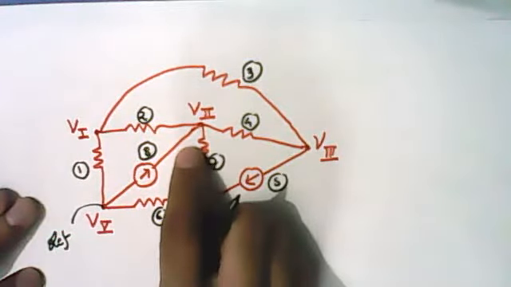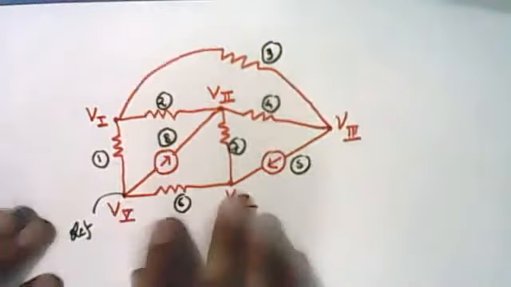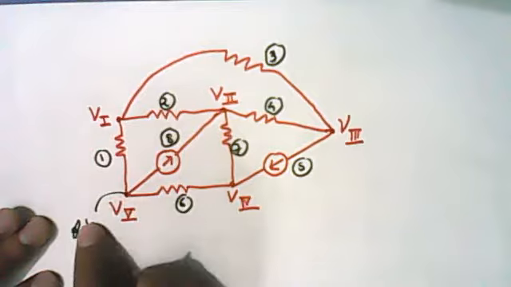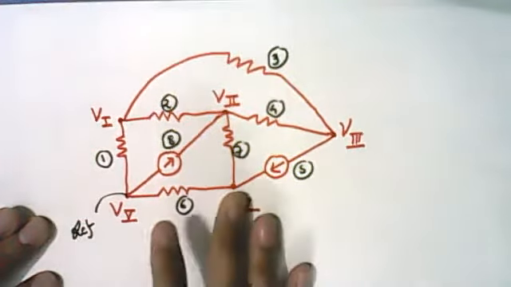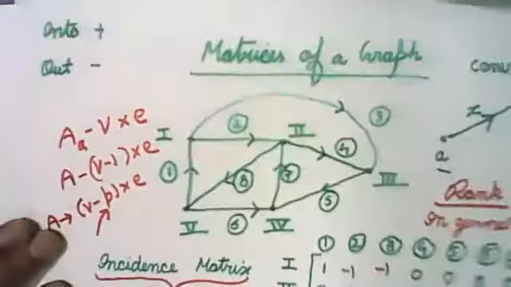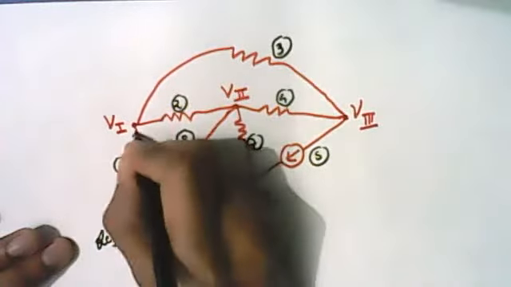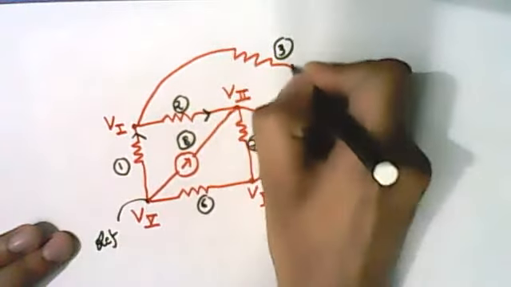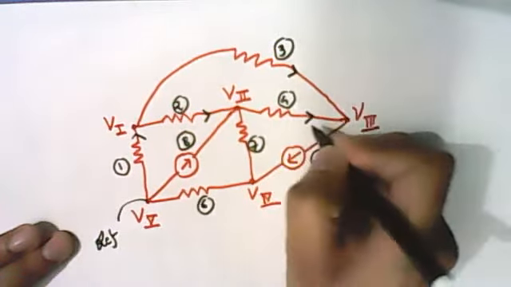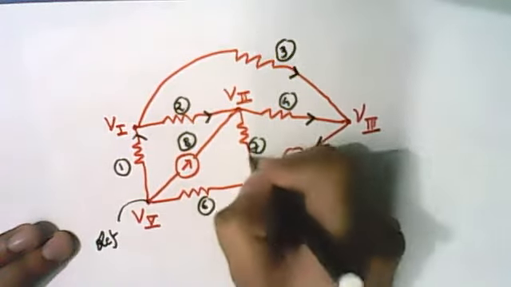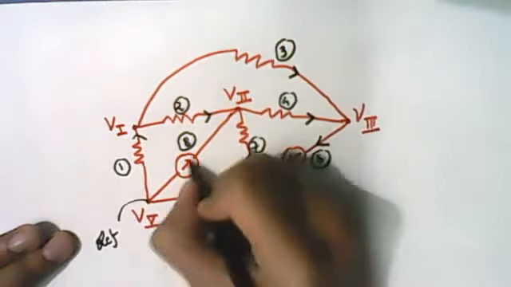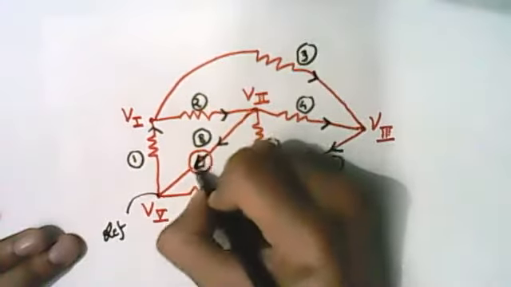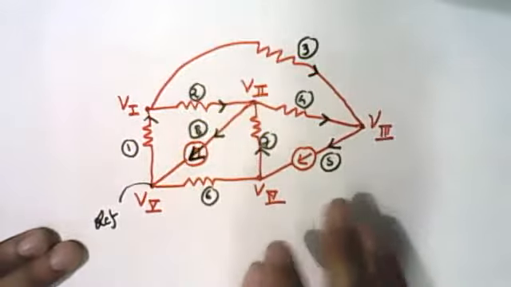Now for this network, you just see, I have chosen the fifth vertex to be my reference or ground. So if we assign signs to all of them, which is like this, it is having direction in this form, in this form, in this form, this is having direction like this. Let me just reverse its direction, and it is having direction like this. Okay, so we have all these directions also.